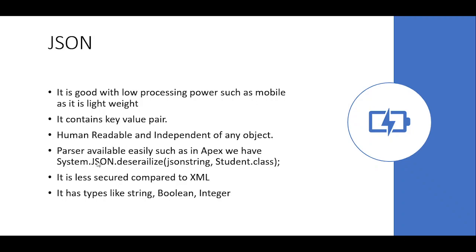It's human readable, and Salesforce has provided Apex classes and methods like JSON.serialize, which help you extract information or data from the JSON very easily. It is less secure compared to XML. Generally, XML we use for more secure transactions, like any financial transaction with banks. It has types like string, boolean, integer.